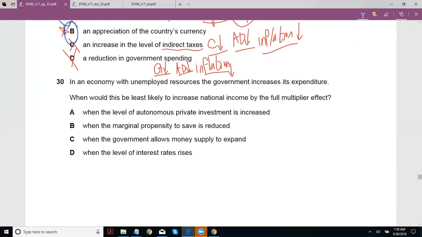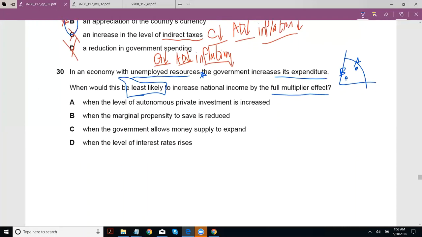In an economy with unemployed resources, the government increases its expenditure. When would this be least likely to increase national income by the full multiplier effect? Now, normally the multiplier gets smaller as you move towards full employment. So somewhere here, the multiplier will be smaller than somewhere here. Like it'll be smaller at A than at B. But here they already stated that it has unemployed resources. So perhaps that wouldn't be an option because you already know you're operating inside your PPC because it has unemployed resources. You're not on your PPC.